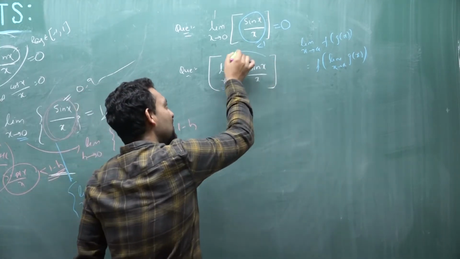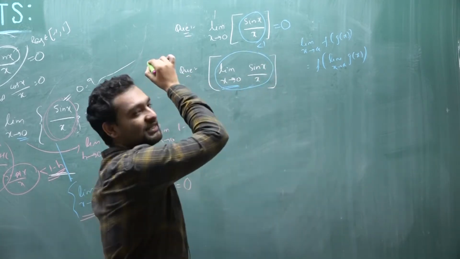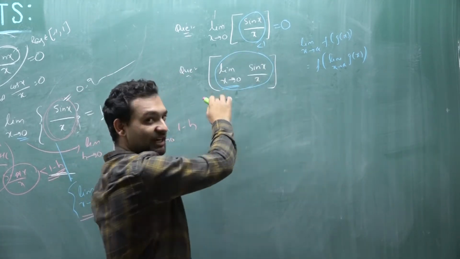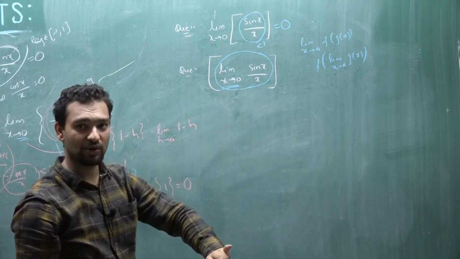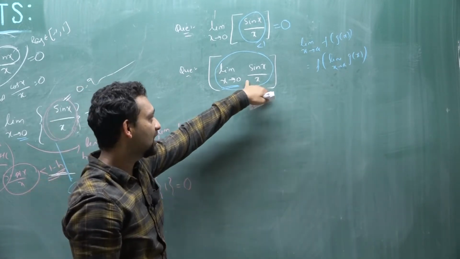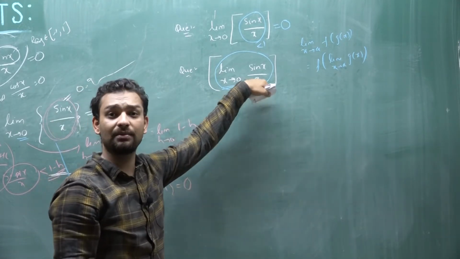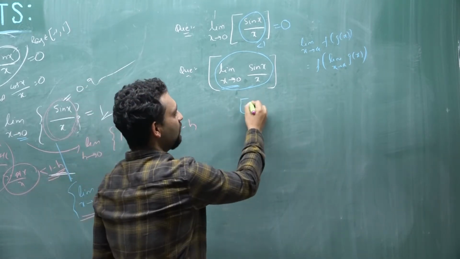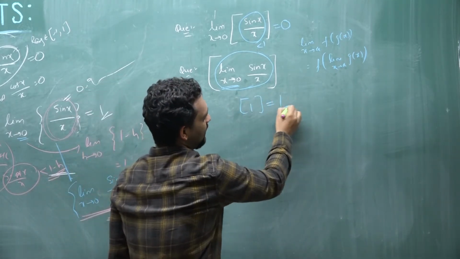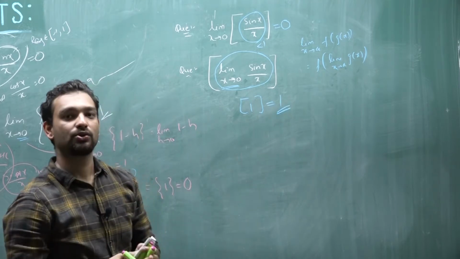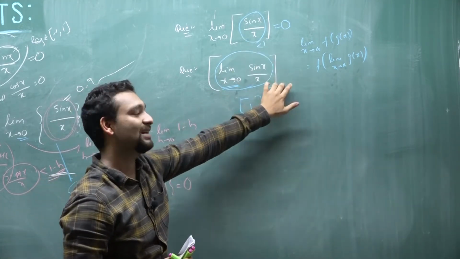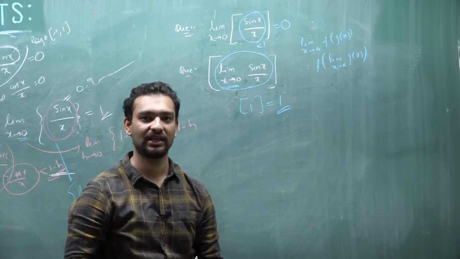What we have is limits inside the greatest integer function. So we can't say that these two are the same, because the greatest integer function is not continuous at x equal to a. The value of this limit we already know from the standard formula, it is 1. The greatest integer of 1 will always be 1. So please be clear when you solve questions like this. This and this are two different things.